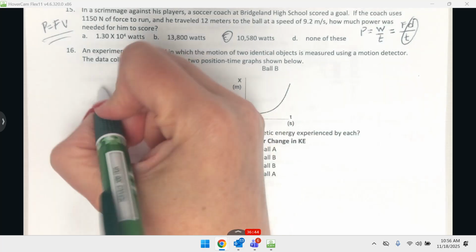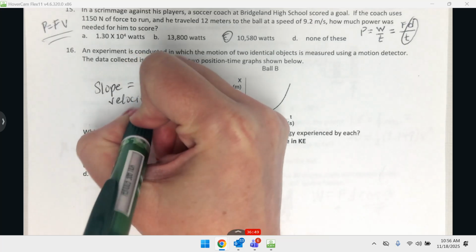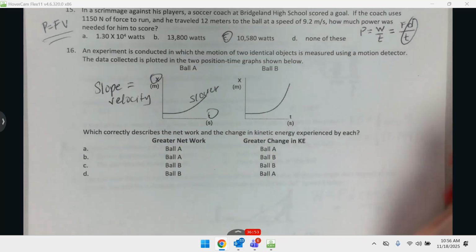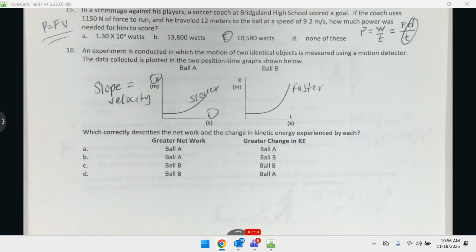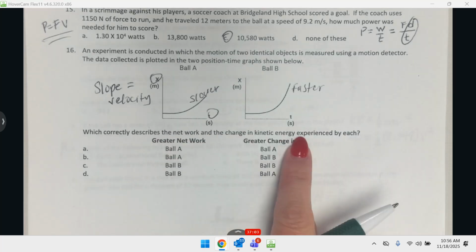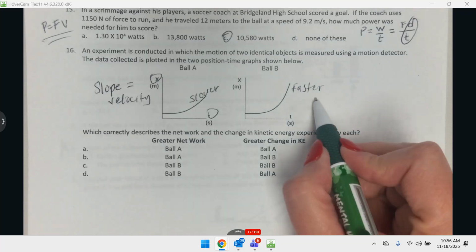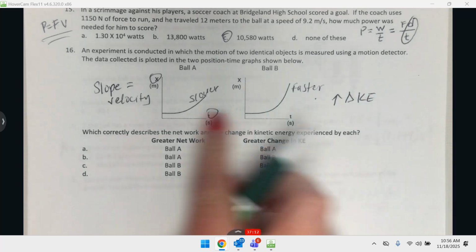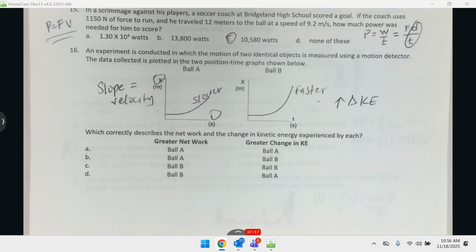The slope on an XT graph, the slope is the velocity. Okay, so this one has a smaller slope and is thus slower. This one has a much steeper slope and is thus faster. Y'all agree? Okay, which is going to help us here because we're looking for the greater change in kinetic energy. I want to know how fast they're going. So this one very clearly will have a greater change in kinetic energy because they both started out at rest, and this one's faster at the end, so it's going to have a greater change.